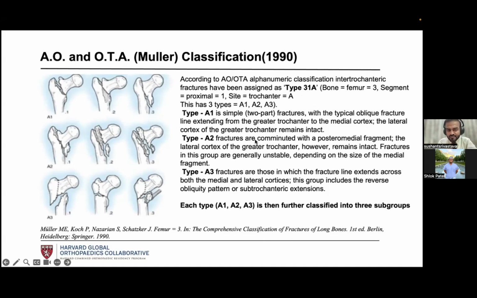Type A2 is a fracture which is comminuted with a posteromedial fragment and the lateral cortex of the greater trochanter remaining intact. That is A2 fractures. And type A3 are the fractures in which the fracture line extends across both the medial as well as the lateral cortices. This group includes the reverse obliquity and the subtrochanteric extensions. And each type, A1, A2, and A3, is further divided into three subgroups.